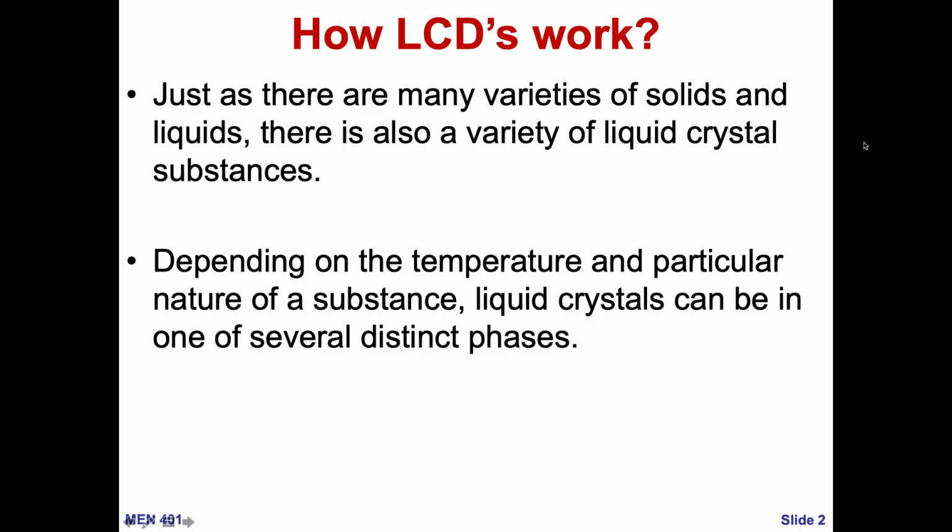So as there are many varieties of solids and liquids, there are also many varieties of liquid crystal substances. And the important specification of liquid crystals is that, depending on the temperature and particular nature of the substance, they can take several distinct phases. I will not go into physical chemistry here, of course, but I just want to spend 2 slides in order to explain how a pixel inside the LCD will go dark or light.